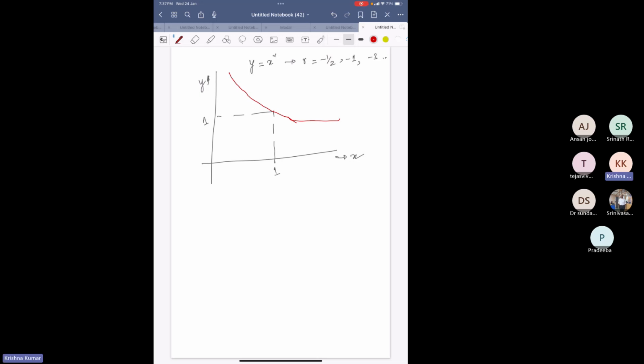Okay, so that may be a curve which is x power minus 1. So this may be a curve which is x power minus 3. This may be the curve for x power minus half. Again, you see that the curves can cross over. Okay, so this becomes very important.